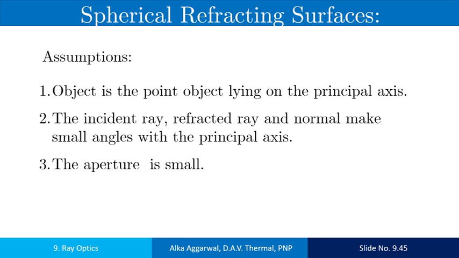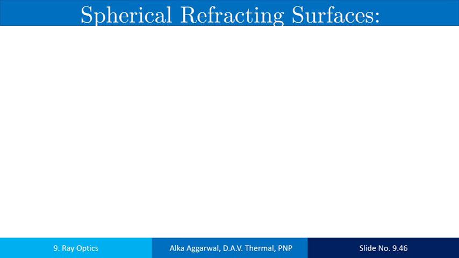That is, all distances are measured from the pole of the spherical surface. Distances measured in the direction of the incident light are taken as positive. Distances measured opposite to the direction of incident light are taken as negative. Now let us derive the relationship between the image distance, object distance and the radius of curvature of the refracting surfaces.